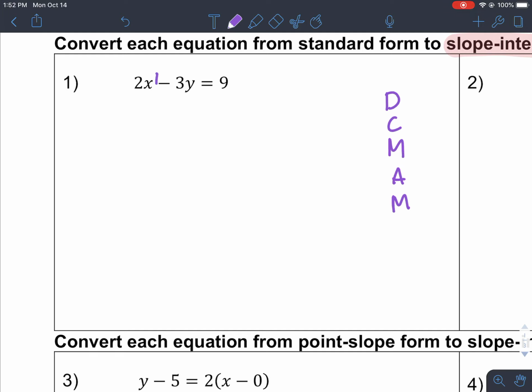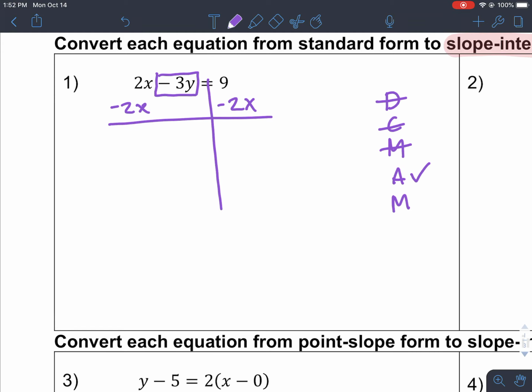So the first thing I'm going to do is I'm going to box -3y because that's the first thing that I need to get by itself. So going through Don't Call Me After Midnight, I'm not going to distribute. I don't need to combine like terms. I don't need to move variables, but I do need to add or subtract. So I'm going to subtract 2x from the left side. And remember, what you do to one side, you have to do to the other. And so I'm left with -3y equals -2x plus 9.